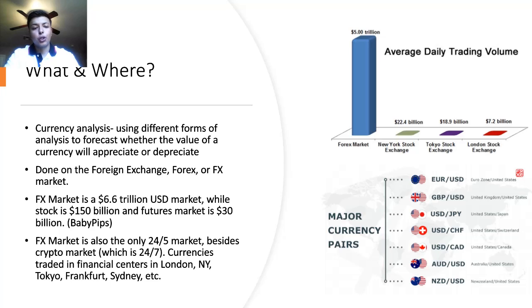And these currencies are traded in financial centers all over the world. Anyone can trade them, but the big institutions usually trade them in London, New York, Tokyo, Frankfurt, Sydney, Paris, etc. So right here on the right, you can see that the Forex market is giant in comparison to the other markets. And on the bottom of that, you can see the major currency pairs, which consist of the euro to the US dollar, pound to the US dollar, USD to the Japanese yen, etc.